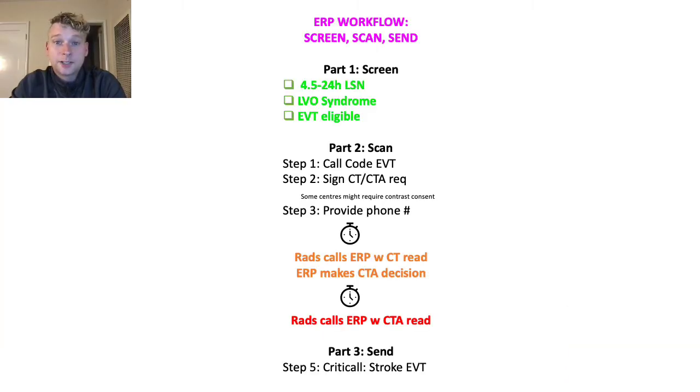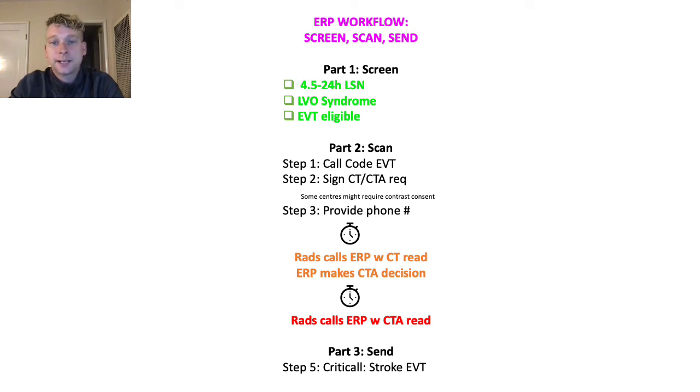That was a lot of information in a very short period of time. Let's talk about real life. Here's what a potential workflow could look like in your emergency department. There are 3 things that you have to do: screen the patient, scan the patient, and send the patient. So here's a simplified algorithm.